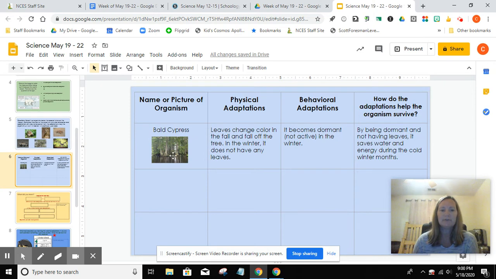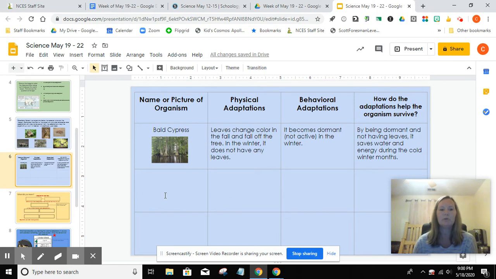We have actually also provided one for you to use just to kind of guide you a little bit. So we actually use the cypress trees, and we talked about the physical adaptations, behavioral adaptations, and how do the adaptations help the organism survive. So you're going to use this as an example. And you can see here that we are using complete sentences. So make sure that your responses are in complete sentences.